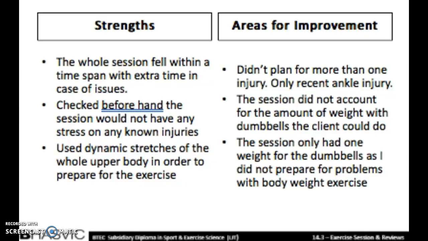And finally, I felt that I should have brought heavier and lighter weights for the client, as he struggled with the shoulder and lateral raises during the second set, and the dumbbell curls were too easy for him.